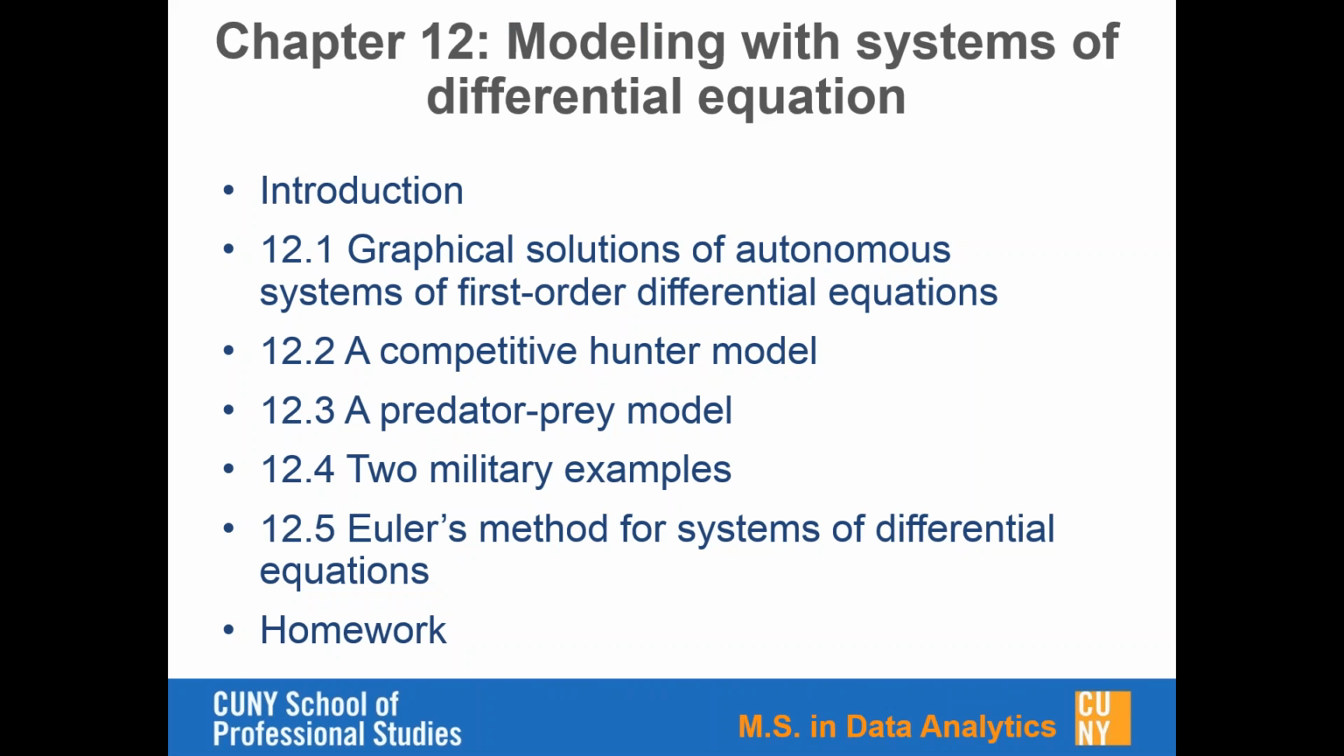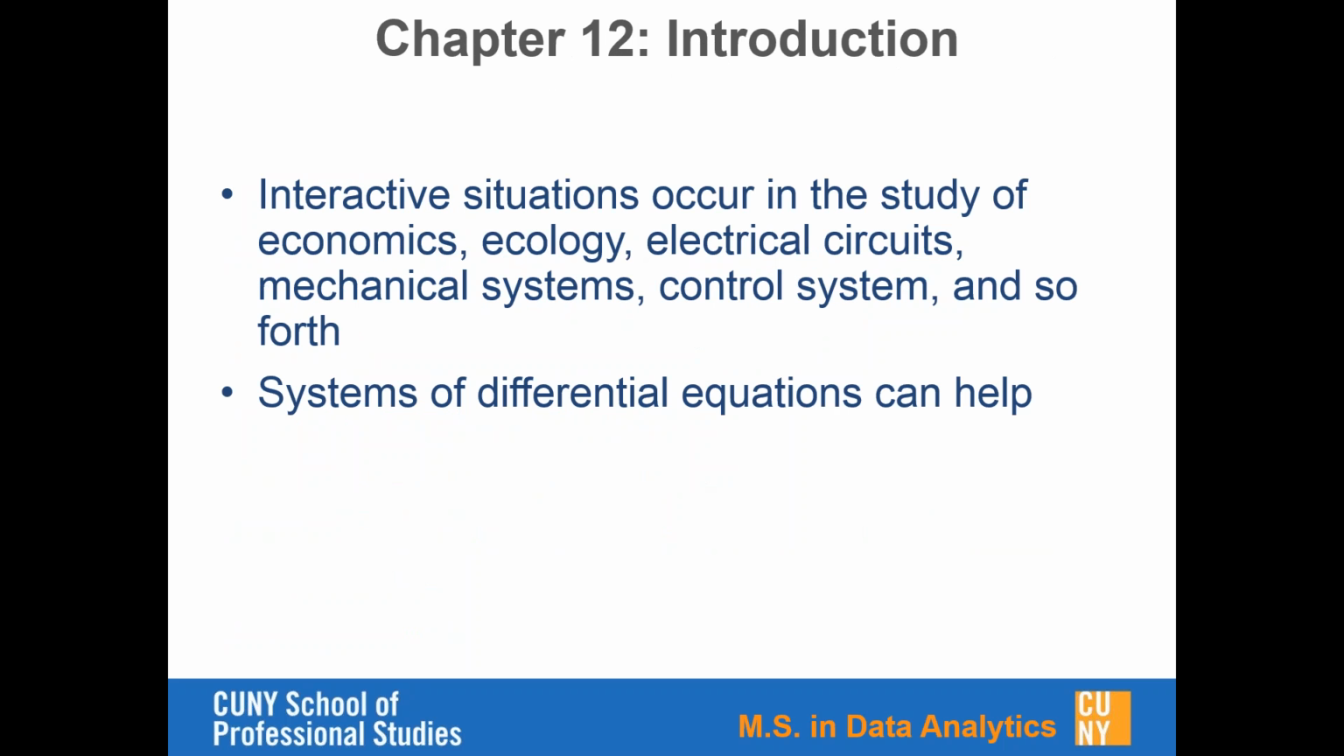there's a continued discussion with graphical solution for autonomous system of first order differential equations. And then there are some examples: competitive hunter model, predator prey model, two military examples, and also Euler's method for system of differential equations. For this chapter, the major focus is on 12.5. The majority of the first 3 or 4 sections are more like specific application examples, so we don't really have a lot to discuss here.